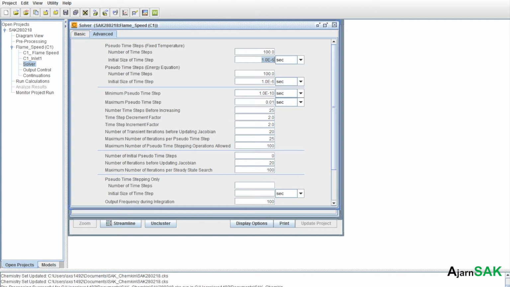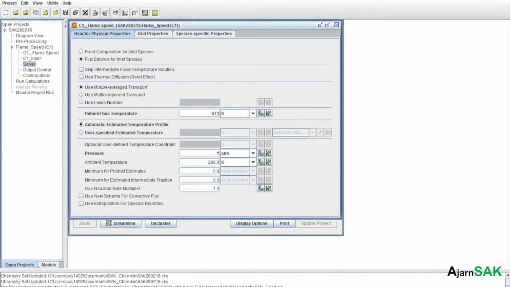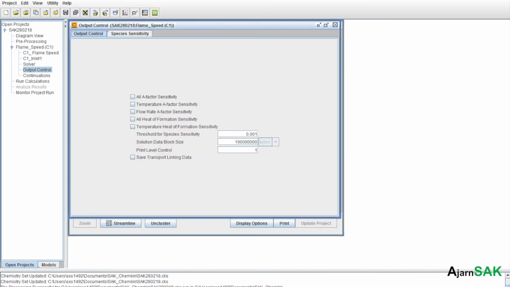Okay. We are done with that. We don't need to change that yet. So for now, you can close it. Okay. This is the inlet. Close. We have done that. Close. The flame speed. Close. Okay. Diagram. Output. Output control.